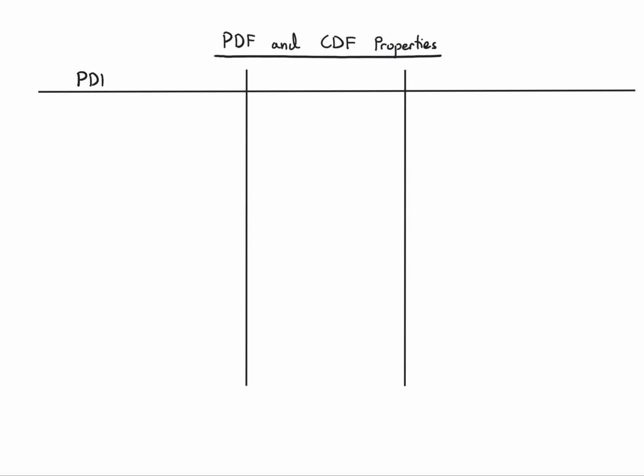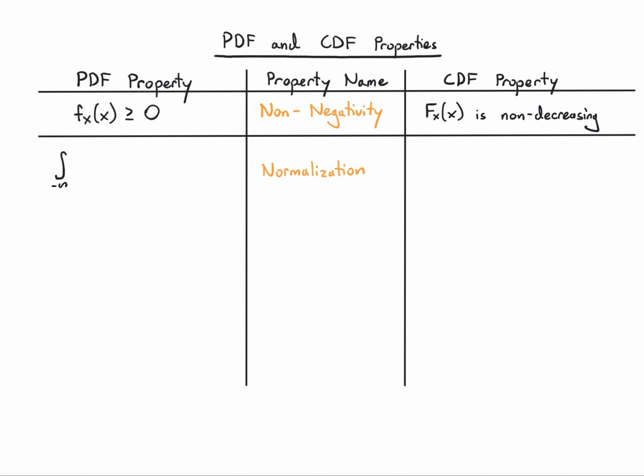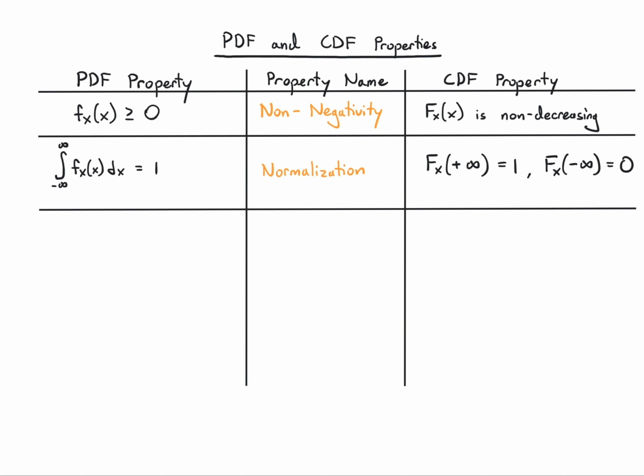Okay, I'm going to make a table for you. So here's the PDF side, here's the property name, and here's the CDF side. The first one I'm going to deal with is non-negativity. For the PDF, it means that it can't be negative. For the CDF, it means it's non-decreasing. Next is normalization. For the PDF, it integrates to 1, and for the CDF, it means that if I look all the way to infinity, it's going to be 1. And also, we remember that at negative infinity, it's 0.